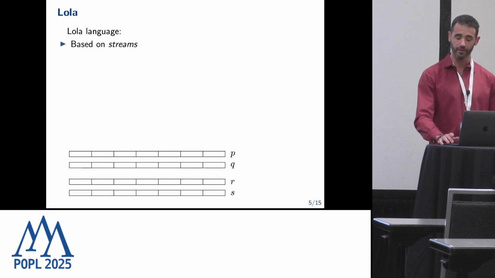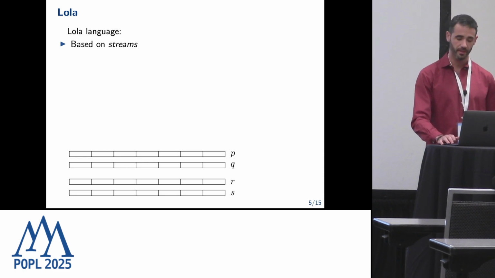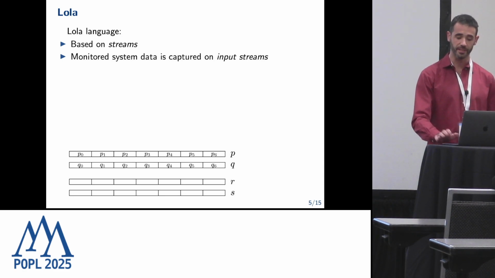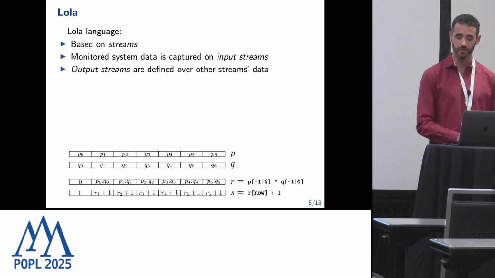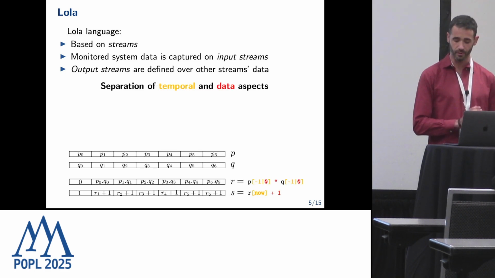LOLA is a language for doing runtime verification based on streams, in which the system data is captured on input streams and output streams are defined over other streams' data. The main characteristic of LOLA is that it poses a clear separation of the temporal and the data aspects of the language.